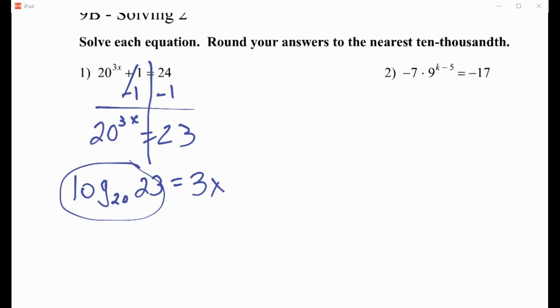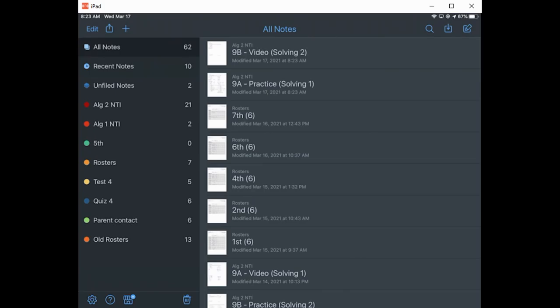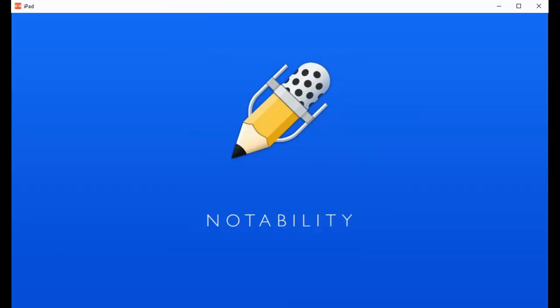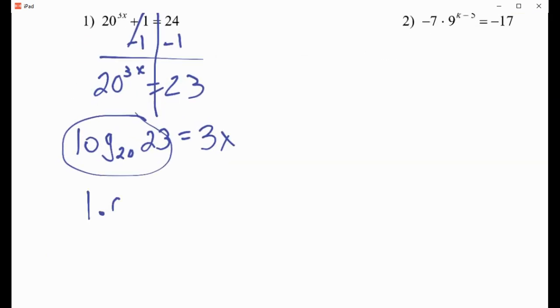If I do that, I get 1.04. Uh-oh. It's frozen. Sorry. Okay. So 1.04 equals 3 to the x.